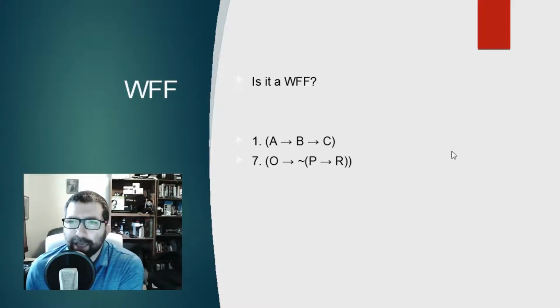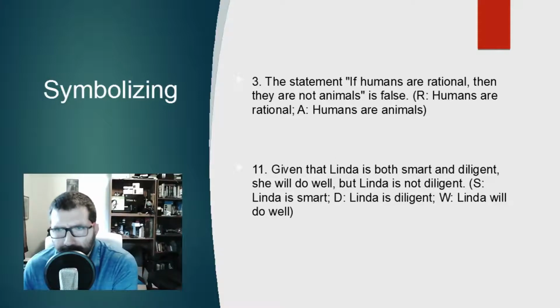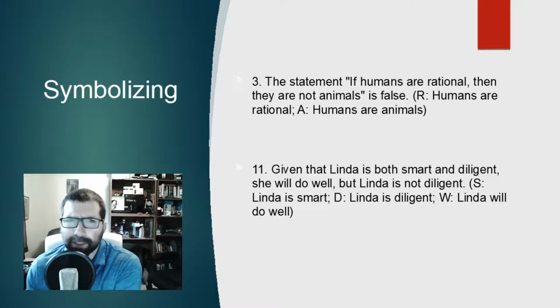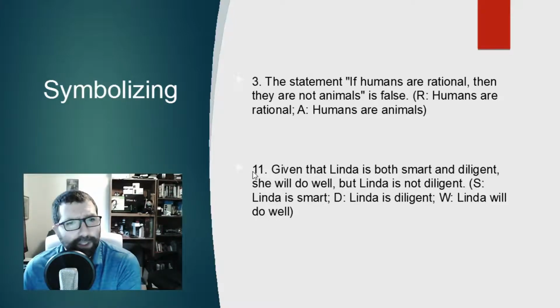All right, let's take a look at some symbolizing. So I picked out two homework statements here for us to try out. The first one is the statement, if humans are rational, then they are not animals, is false. And we've got R being humans are rational, A, humans are animals. And then our second one is, given that Linda is both smart and diligent, she will do well. But Linda is not diligent. And then we've got our statements here, S, Linda is smart, D, Linda is diligent, and then W, Linda will do well. So let's try it out here.